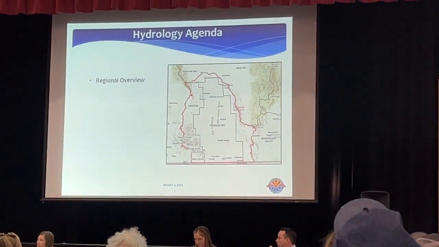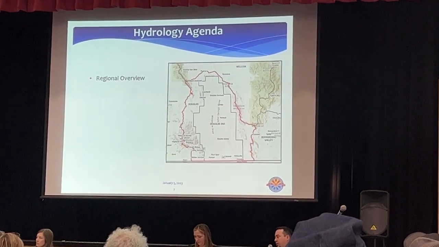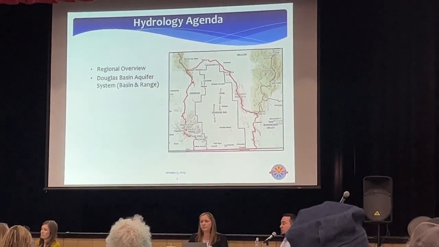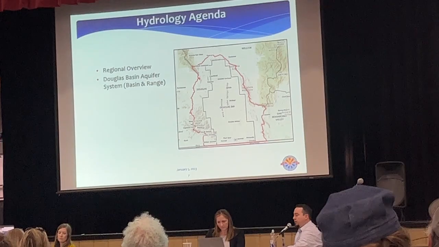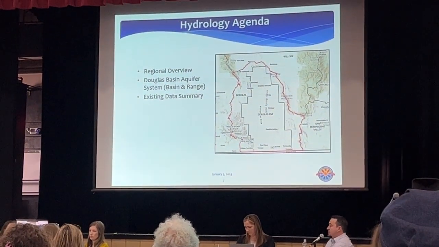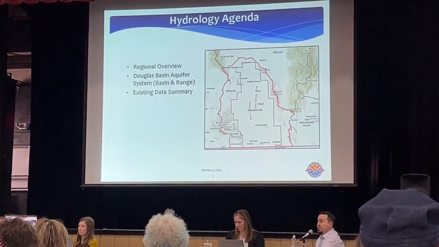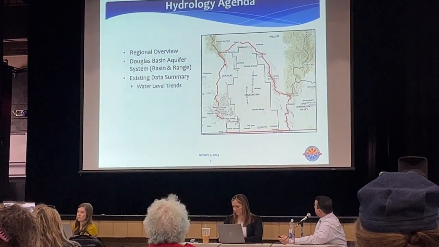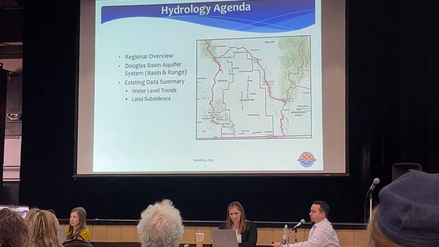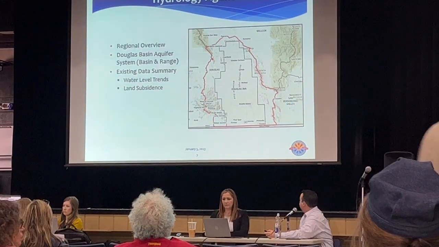So today we will go through a regional overview from a science perspective, a hydrogeologic perspective. We will also discuss basin and range aquifer systems briefly. That's the type of aquifer the Douglas Basin is comprised of. We'll discuss the existing data that DWR has, the data we collect, the limitations we have, the data gaps that we have. Those will include water level trends, so depth to water measurements, water level elevation measurements. It will also include land subsidence data that we've recorded.